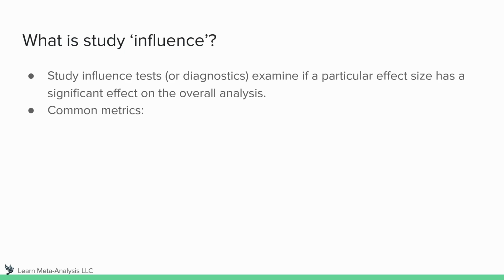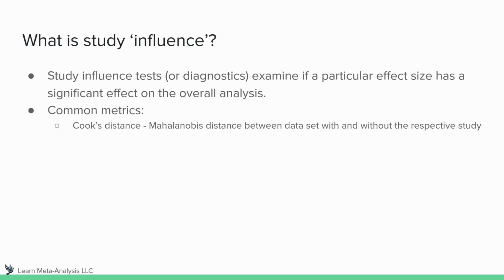So here are some common metrics that I've seen. First we have Cook's distance, which is essentially the distance between the data set with or without the respective study.